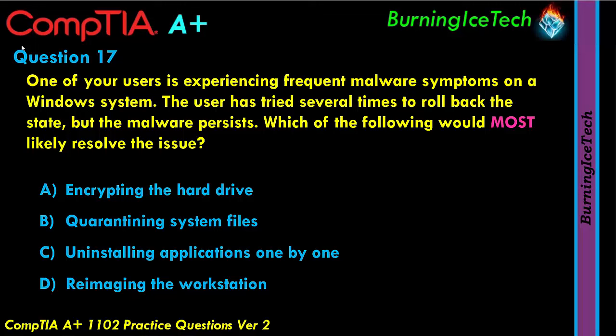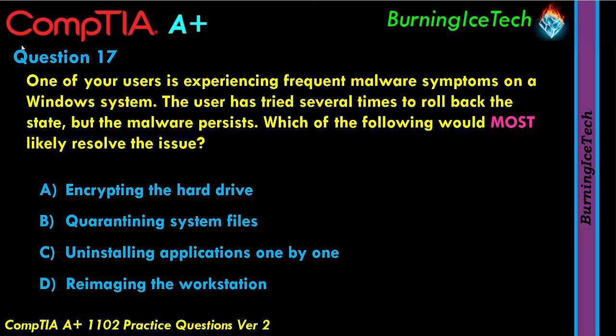B, quarantining the system files. Now that is a good thing to go and do, but I would not say that is the most likely thing to resolve the issue. That is going to prevent this machine from infecting other machines on a network, but it's not going to fix this machine. We want to know how we can resolve the issue. So B is going to help with regards to preventing it from getting worse. Yes, it'll help with that, but it's not going to resolve the issue at hand, which is to fix the machine or to prevent it from getting infected again.